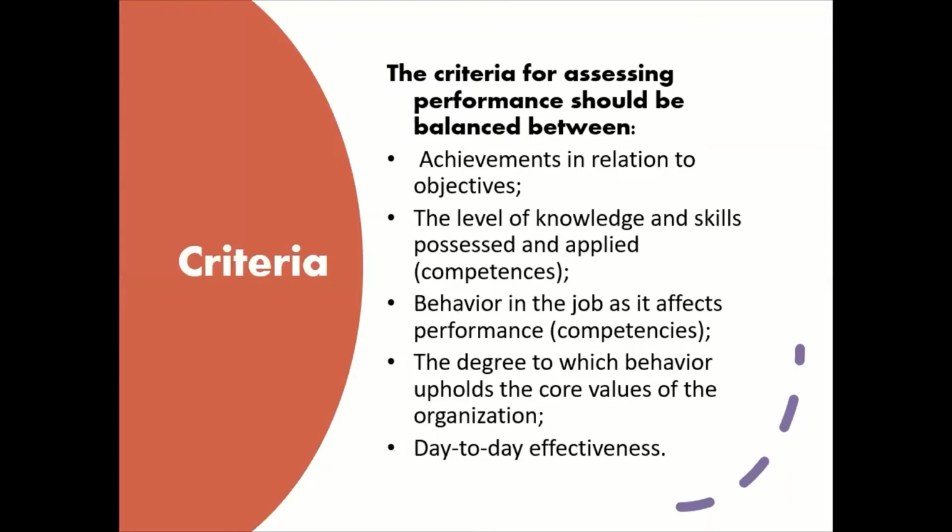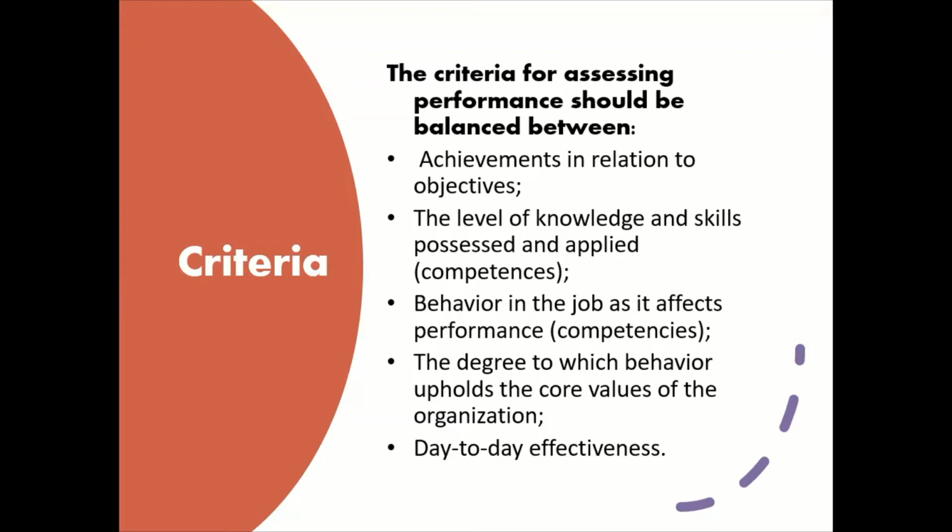Criteria. Criteria for assessing performance should be balanced between achievements in relation to objectives. So this is what performance management means. Always we are just making sure that the employee's performance is aligned with the organization's objectives. So even when we conduct performance reviews and performance interviews, we have to compare employee performance against the organization's goals and objectives.